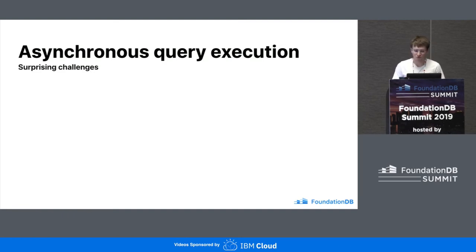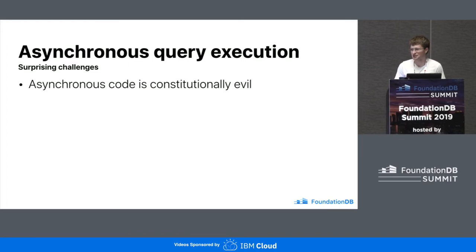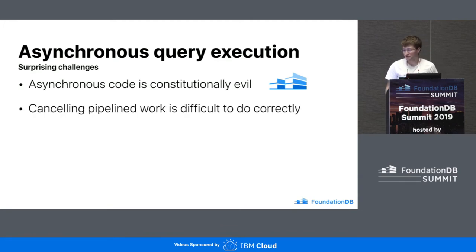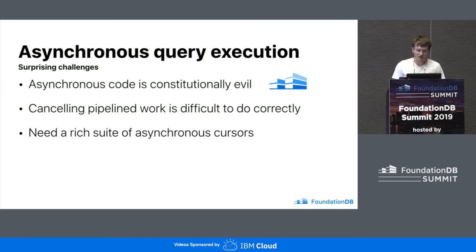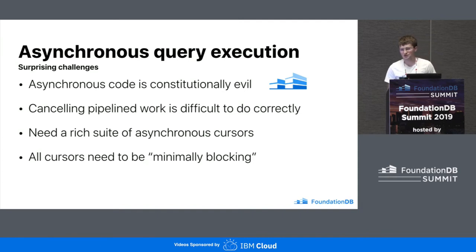Most of all, you hit the fact that asynchronous code is constitutionally evil. And in a sense all of you already believe this because you're here at a FoundationDB conference, and so you know that anything concurrent or distributed is awful, right? For example, canceling work that you've started in the pipeline is important and also really hard to do correctly. It turns out you need a rich suite of asynchronous cursor implementations, which are terrible to implement. They're terrible because they all need to be minimally blocking, right? You want to do the minimum amount of work until you hit whatever it was that you were waiting for, and then you want to yield immediately. Doing this right turns out to be a really tough nut to crack. And the Record Layer does it for you.